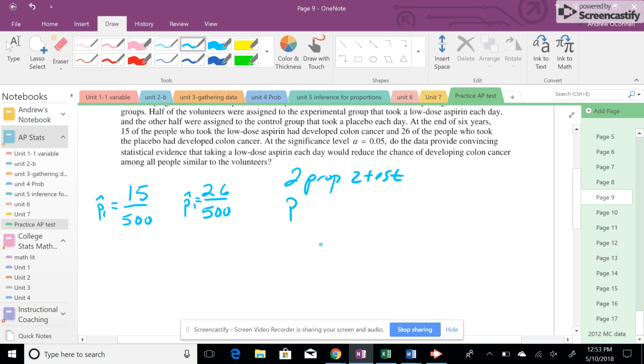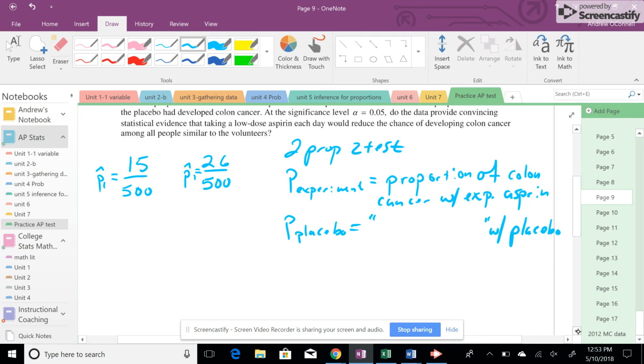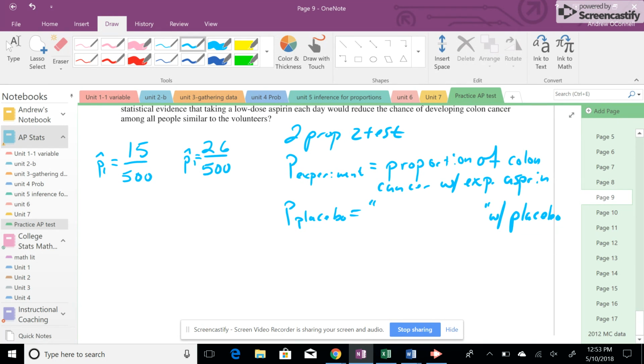What are the two populations then? Think about defining. So we're going to be estimating the proportion of people who get colon cancer with the experimental aspirin. And then the other proportion will be the proportion of colon cancer with placebo, or you could also refer to that as the control. This is defining the variables. We're at the point that we are being very thorough with everything we do. The proportion of people who develop colon cancer with the experimental aspirin versus the proportion of people who get colon cancer with the placebo.